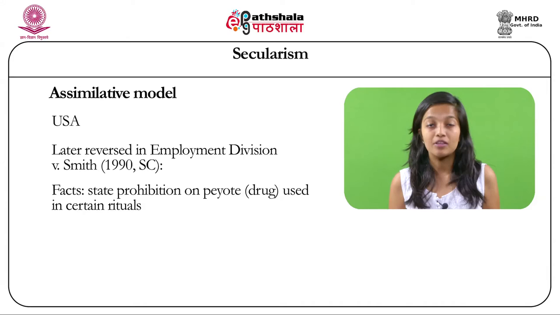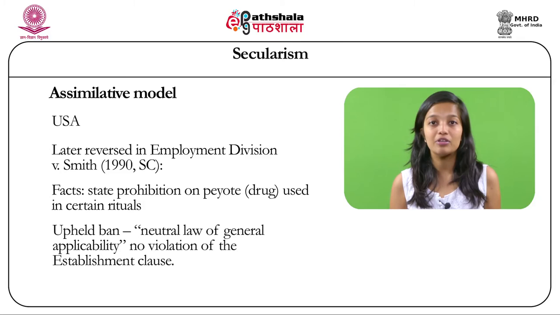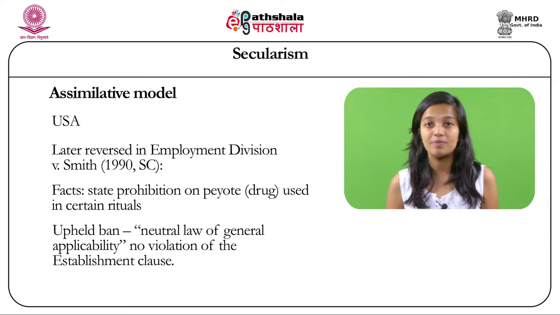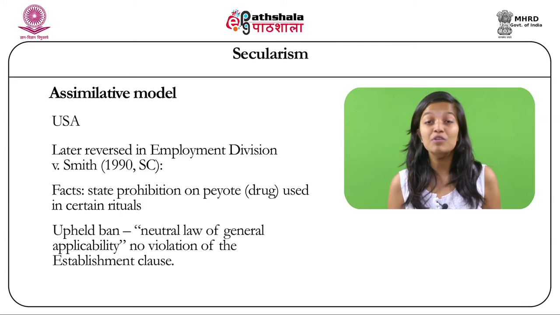In upholding the ban, the court stated that the law that had been put into place was a neutral law of general applicability. This means that it wasn't directed against any particular group, but it was a law that applied to all individuals equally by virtue of just being citizens of the United States. Therefore, there was no violation of the Establishment Clause in this particular case. The neutral law of general applicability became the new test that then replaced the Sherbert test.